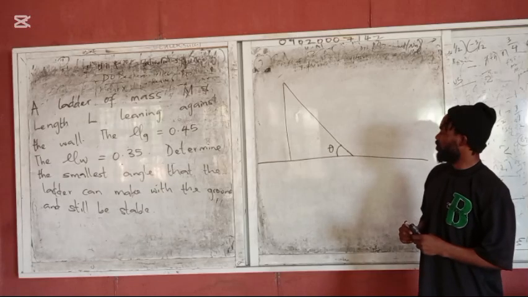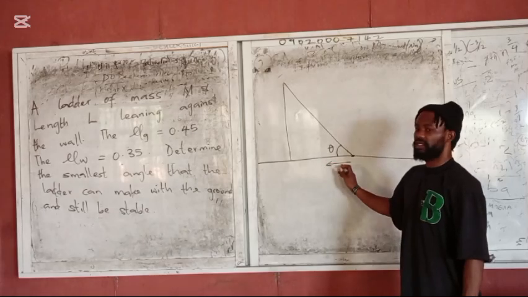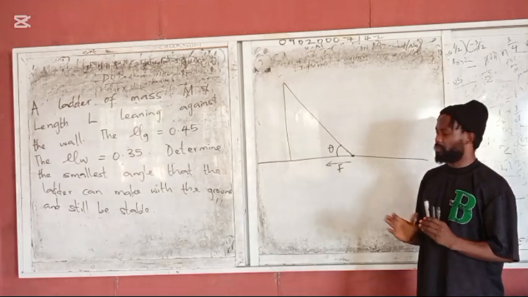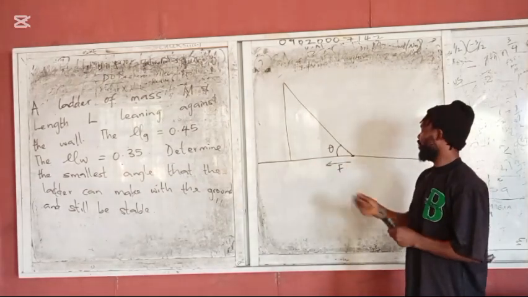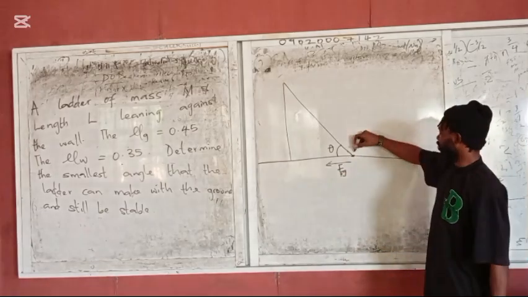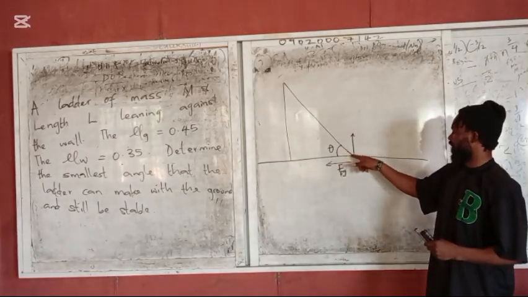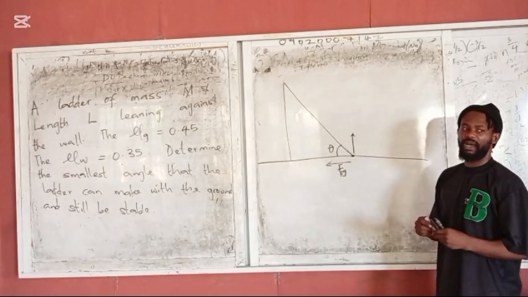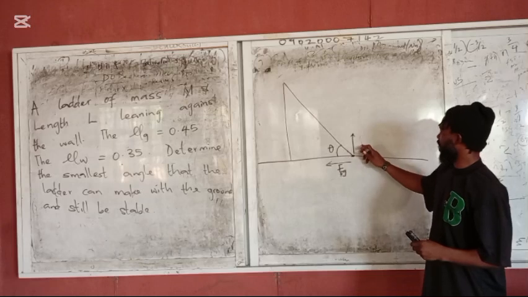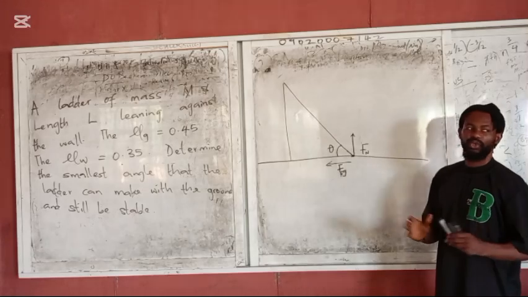Then, to be stable, notice something. Since the ladder is on the ground, there will be friction acting this way. This is the frictional force acting on the ground, let me call it Fg. Now there will be a force acting upward. Naturally, as the ladder acts on the ground, this upward force is called the normal reaction. Let me say this is Fn. I said I will be using the right words for it, so that there will be no confusion.